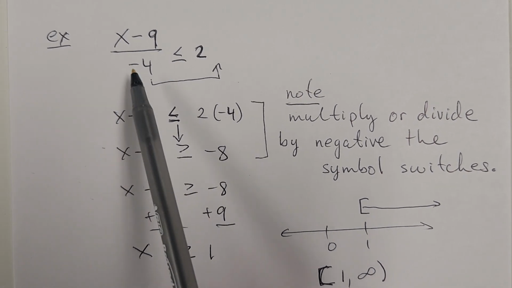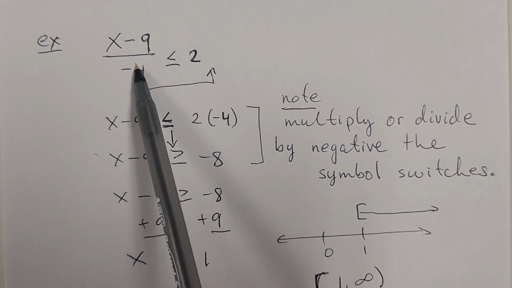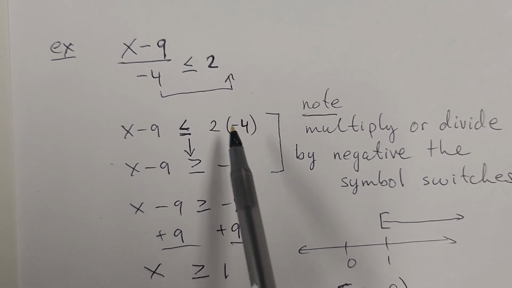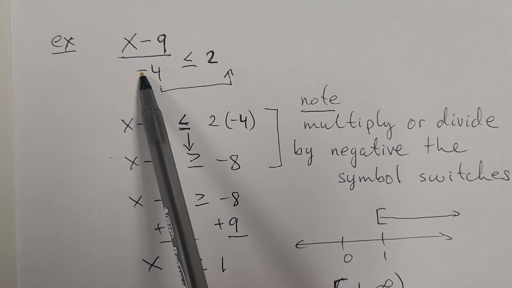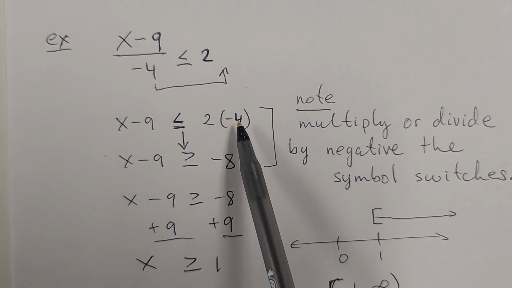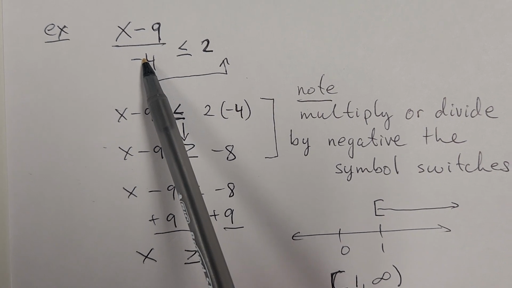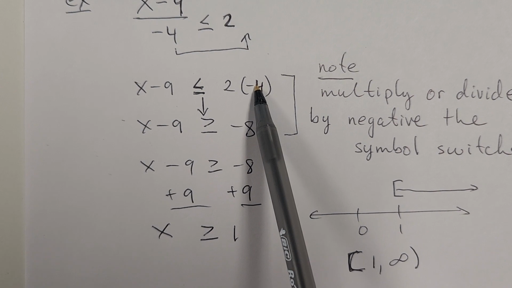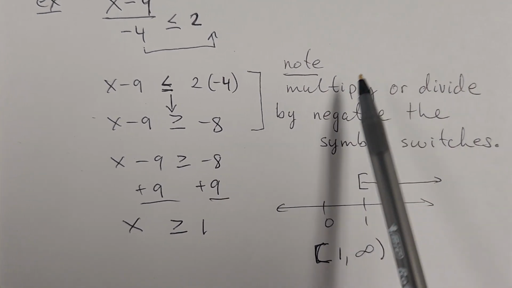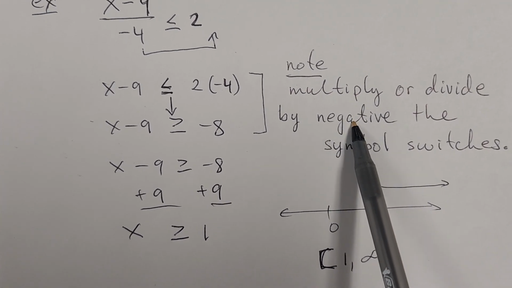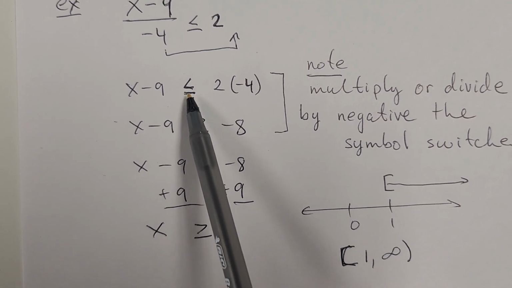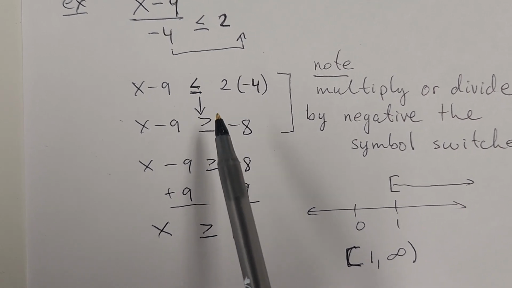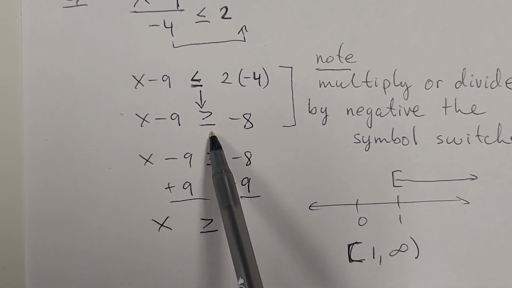Again, from the top, this is a 4. I bring it over, and it becomes multiplication. However, I have a negative here, so I have to bring that negative along. So bring the whole negative 4 to the other side, so I have multiplication: 2 times negative 4, which is negative 8. Based on this rule, when I multiply by a negative, this symbol is switched. So it is no longer less than or equal to. Now it becomes greater than or equal to.